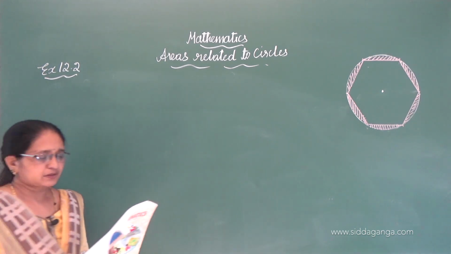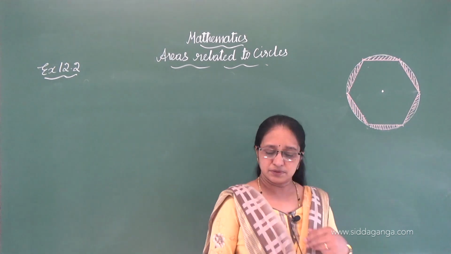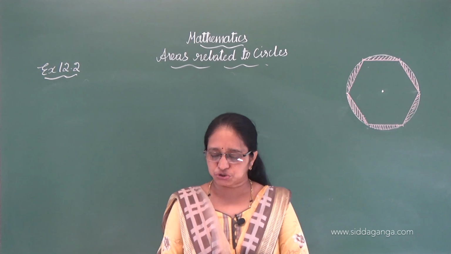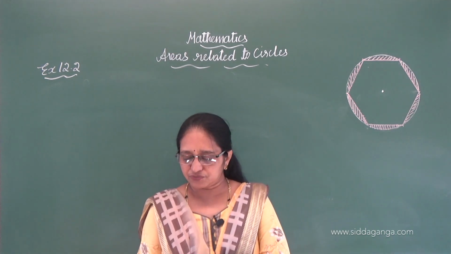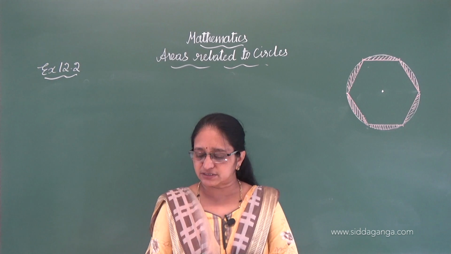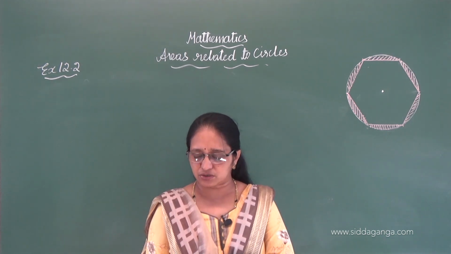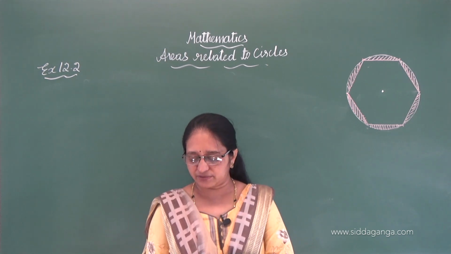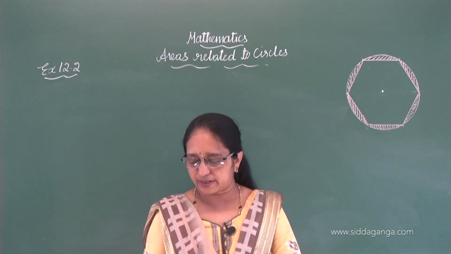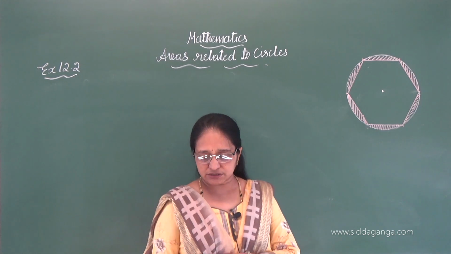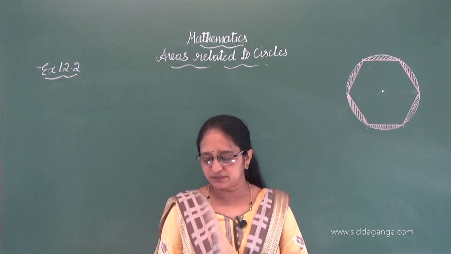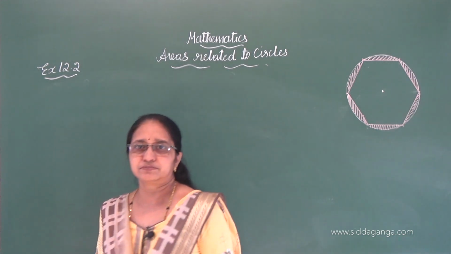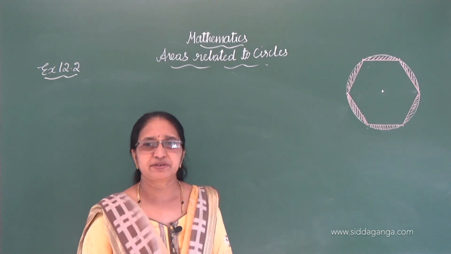See here the figure is given. A round table cover has 6 equal designs as shown in the figure. If the radius of the cover is 28 centimeter, find the cost of making the design at the rate of rupees 0.35 per centimeter square. See here they are asking you to use root 3 is equal to 1.7. See here, one more additional step will be there.